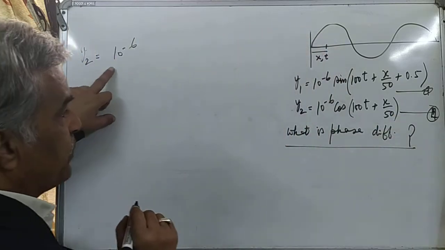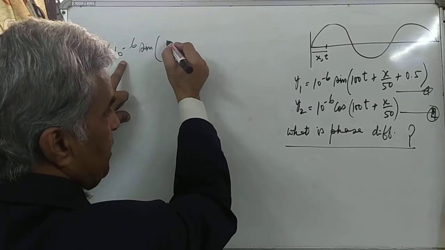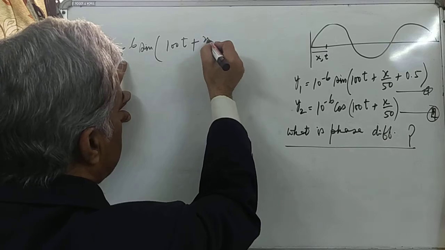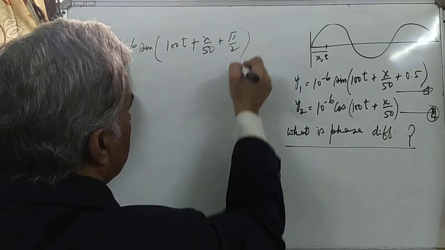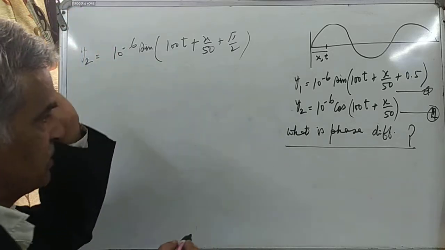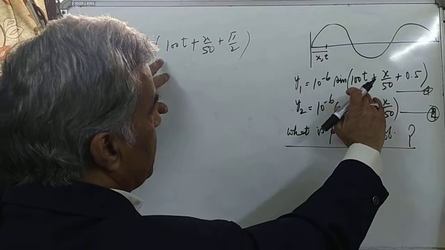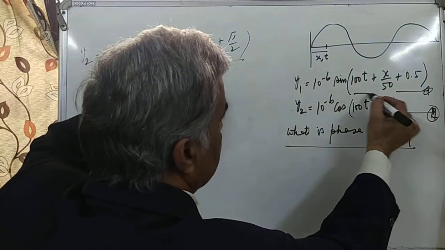So y2 equals 10 to the power minus 6 sin(100t + x/50 + pi/2), since sin(90 + theta) equals cos theta. So this cos function you can write like this. Now both are in sine function. Now you can compare this angle and this angle.